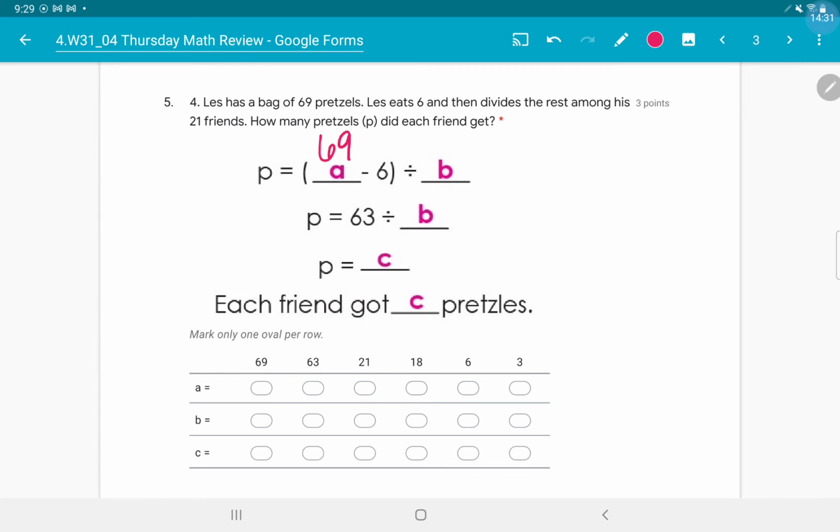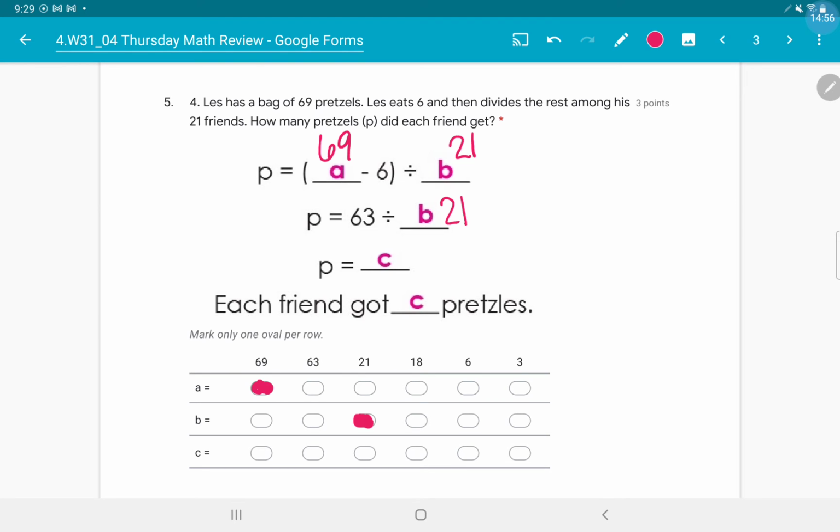So we've got 69 minus 6. That tells me how many pretzels are left. Then what happens with the pretzels he has remaining or left over? They divide them by 21. He's dividing them by 21. Okay, so A is equal to 69. B is equal to 21.